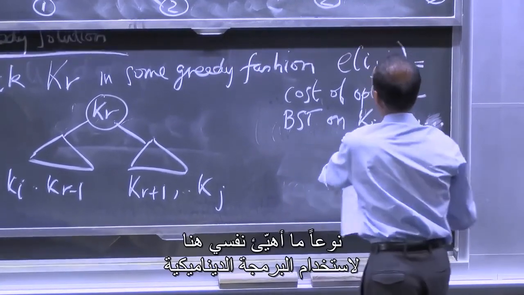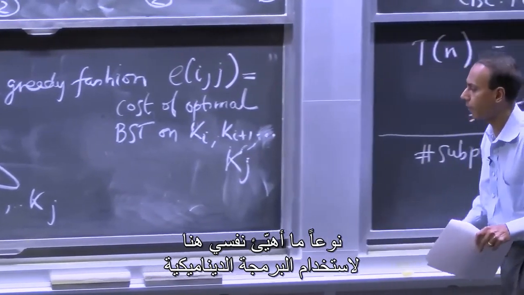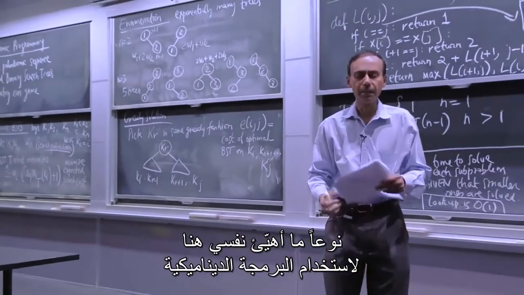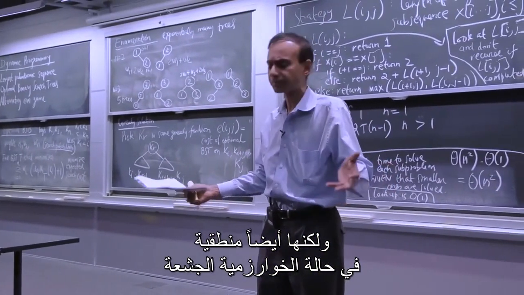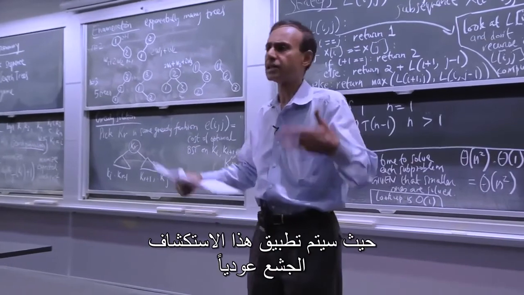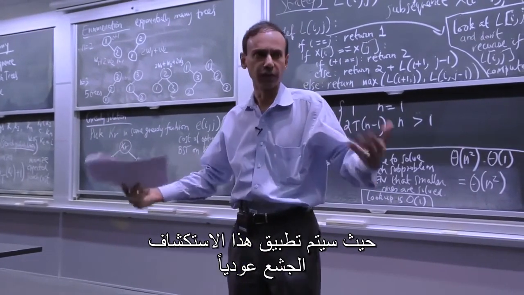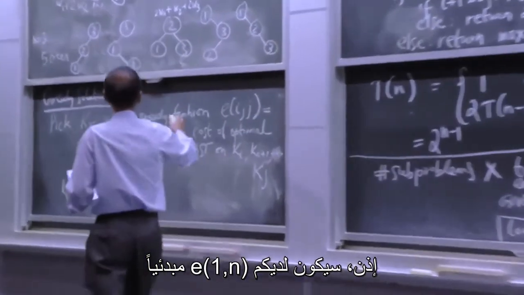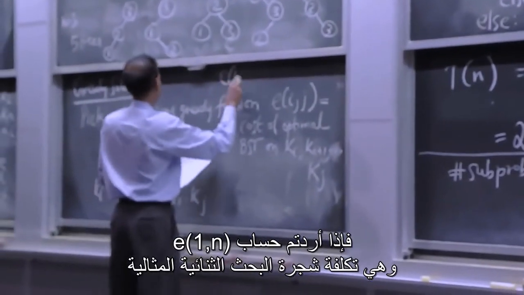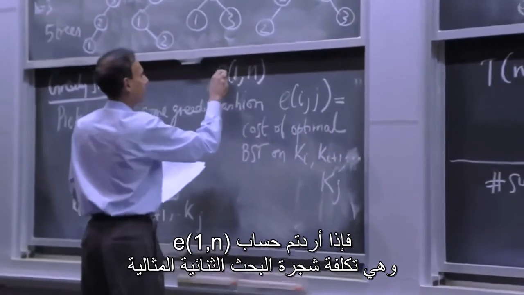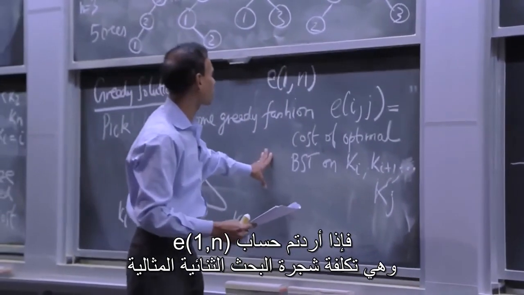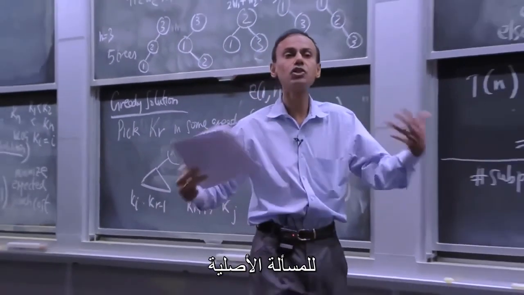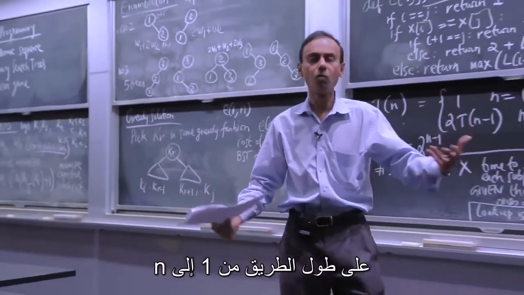Okay. So I'm kind of already setting myself up here for dynamic programming, but it also makes sense in the case of a greedy algorithm where this greedy heuristic is going to be applied recursively. So initially you're going to have E1n, right? We want to compute E1n, which is the cost of the optimal BST on the original problem, all the way from 1 to n.